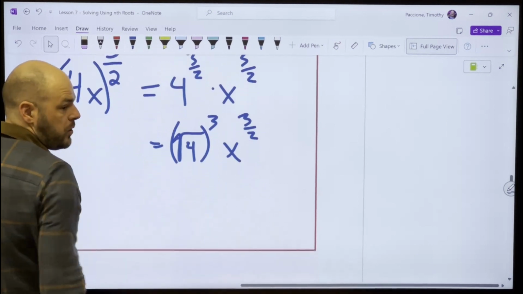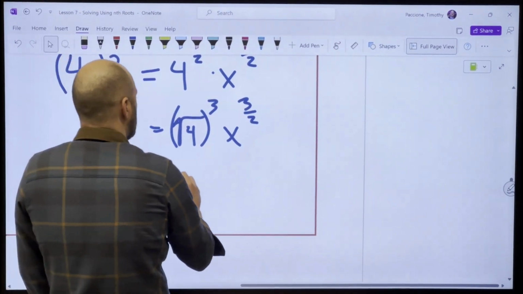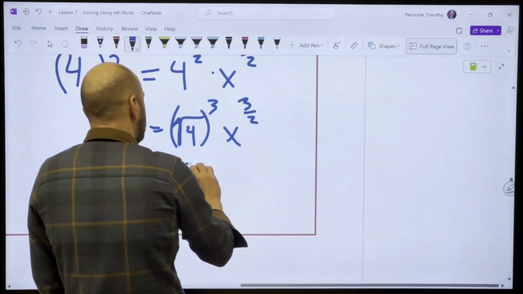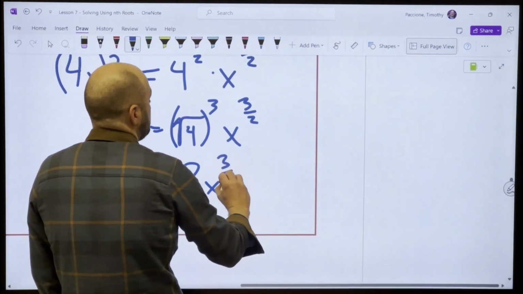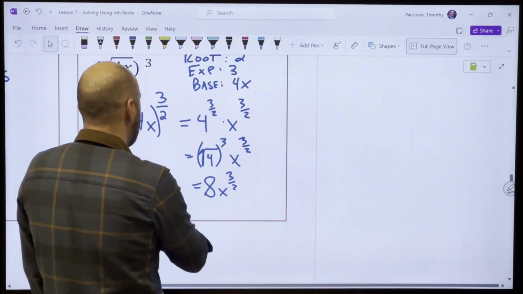Well, what is square root of 4? 2 to the 3rd is 8. So I have 8x to the 3/2, right? I didn't ask you to evaluate, so that's okay. You wouldn't have lost points there. But you might get a problem like that too.